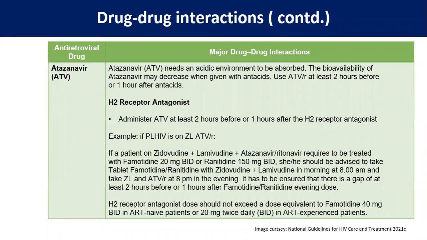So there's a question in the chat box. Patient is developing jaundice on TL plus ATV/r. What regimen should be given?